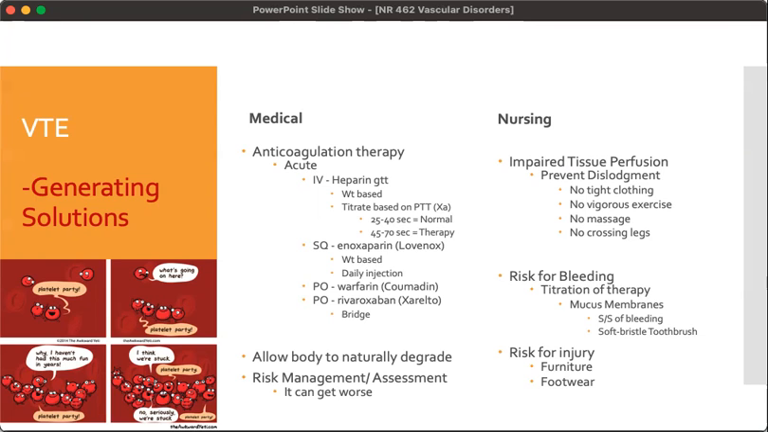Patients will usually stay on Lovenox while we do what's called a bridge, which is where we're bridging their therapy from IV anticoagulation to oral anticoagulation, because we cannot send patients home with IV heparin drips. Not a reasonable solution. So we're going to transition them to an oral anticoagulant.